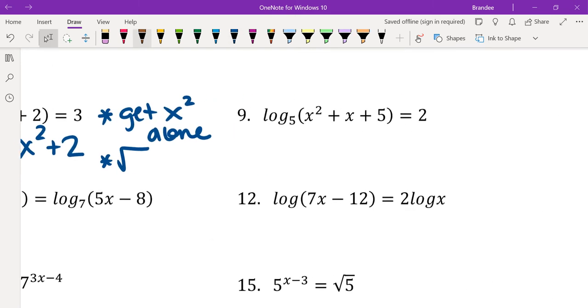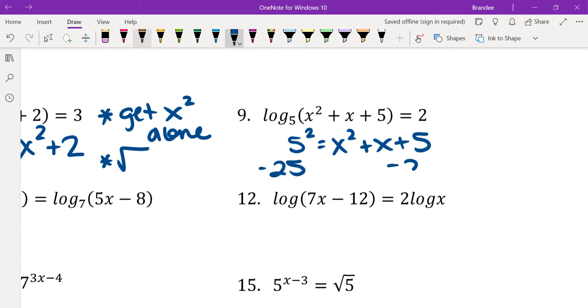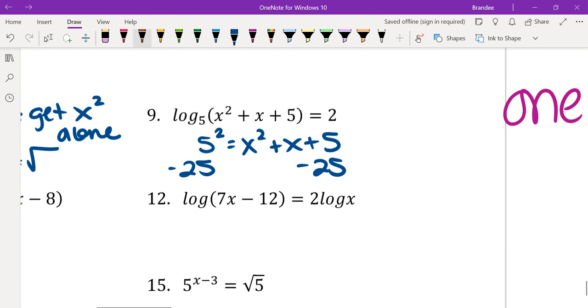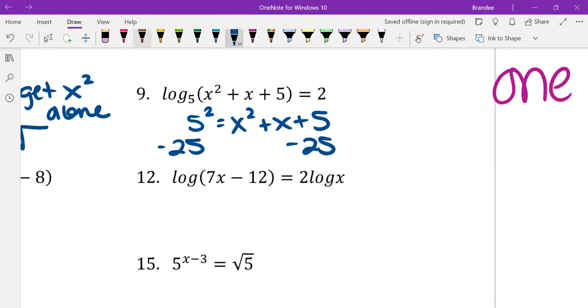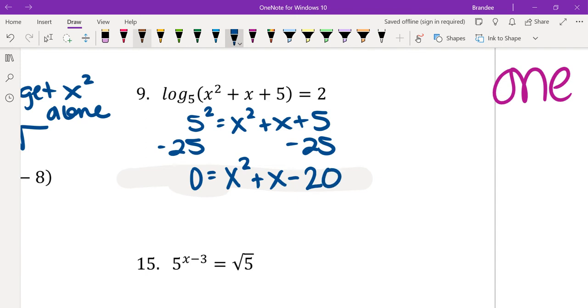In number 9, go into exponential form. So you're going to have 5 squared equals x squared plus x plus 5. Now, this gives me 25. So I'm going to subtract 25. Because guess what you're going to have to do here? You're going to have to factor because we have an x squared and an x. So once I get rid of the 25 to the other side, I will have 0 equals x squared plus x minus 20.